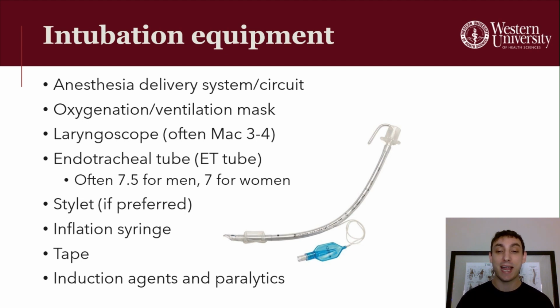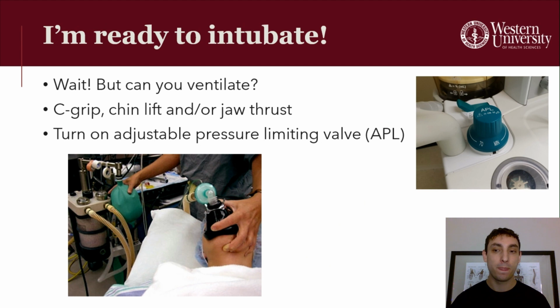You can use a stylet, which is this little metal piece you see sticking out of the ET tube. This can help you apply some curvature and help you actually get it to where it's supposed to go, which is really nice when you're just starting. You're going to need some tape to tape things in place and tape their eyes shut, and you're going to need your induction and paralytic agents. So, all right, you're ready to intubate. Awesome.